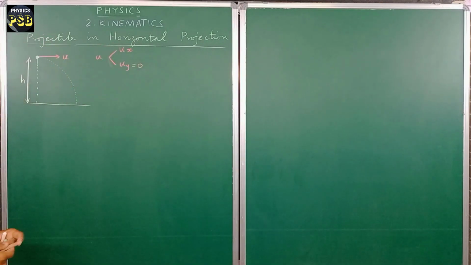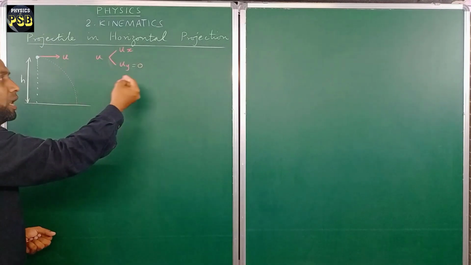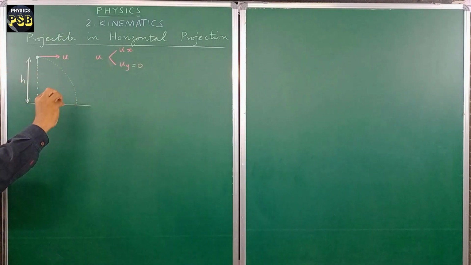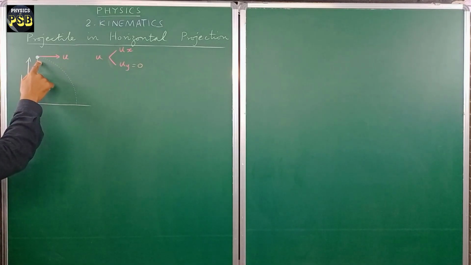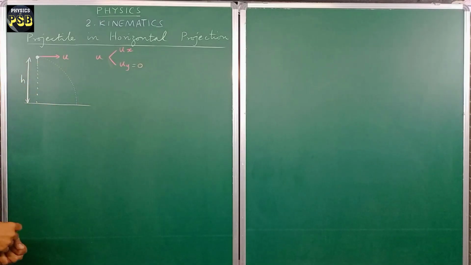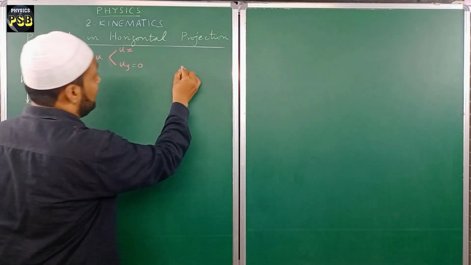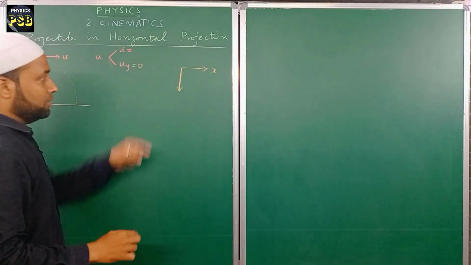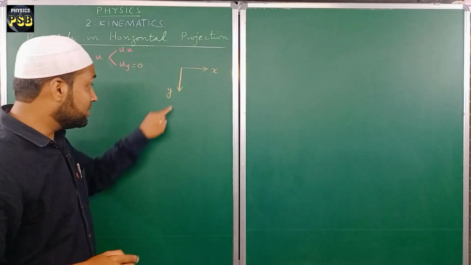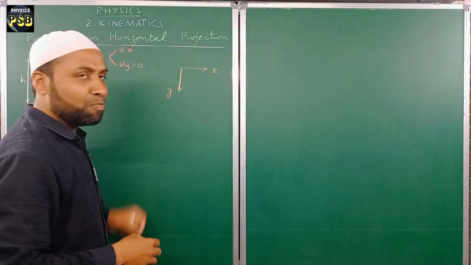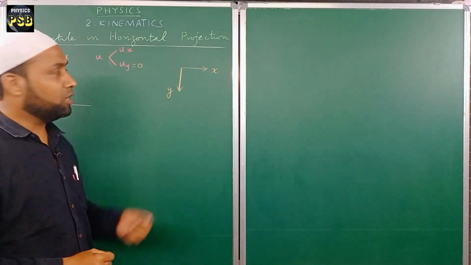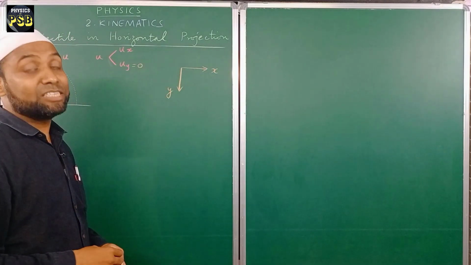Clear? So what does it mean? Here I am using the terms horizontal and vertical. If the object is thrown in this manner from this point, it moves along the x-axis. For my convenience, I take this as the x-axis, and this axis is taken as y. Strictly speaking, this is the minus y-axis, but here it is considered as the positive y-axis for our convenience. Now, the motion along the x-axis is horizontal motion, and the motion along the y-axis is considered vertical motion.